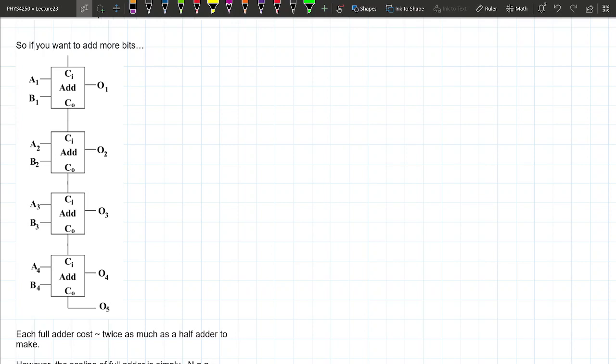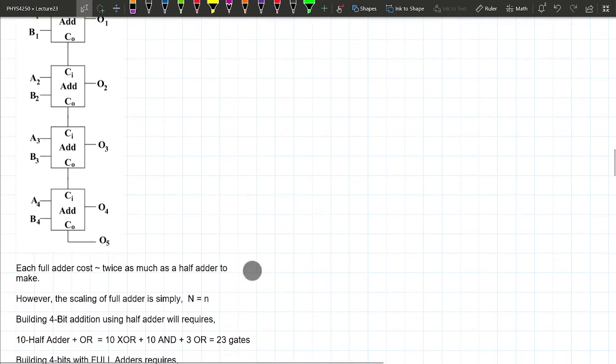The important thing is that whatever carry out comes out of the previous bit has to be connected to the carry in of the next bit, okay? And this first bit here, we're just going to connect it to ground because we expect it to be 0.